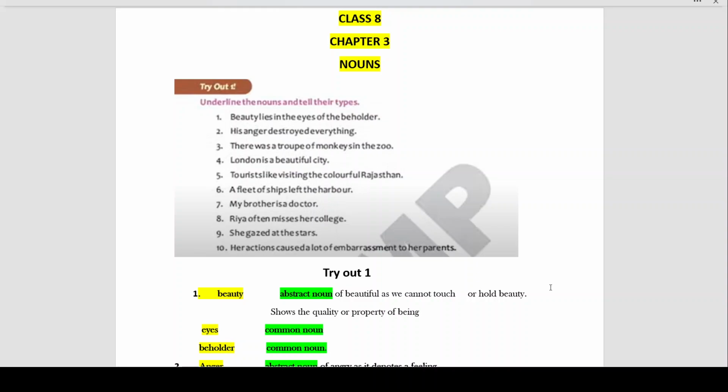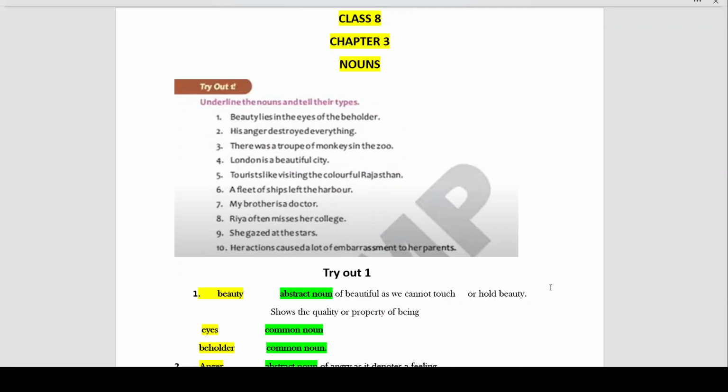Now, they can also be formed from verbs. Like from the verb invite, you can get the abstract noun invitation. Abstract nouns can also be formed from common nouns. Like from child, you can have the abstract noun childhood. So these are how abstract nouns are formed from adjectives, verbs, and common nouns. Now, students, we shall do the tryout one. Underline the nouns and tell their types.